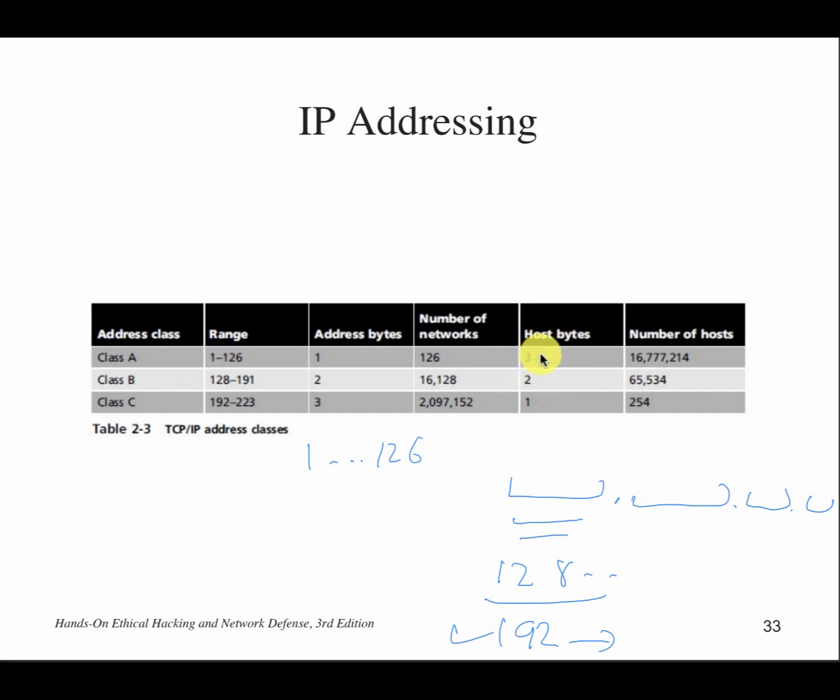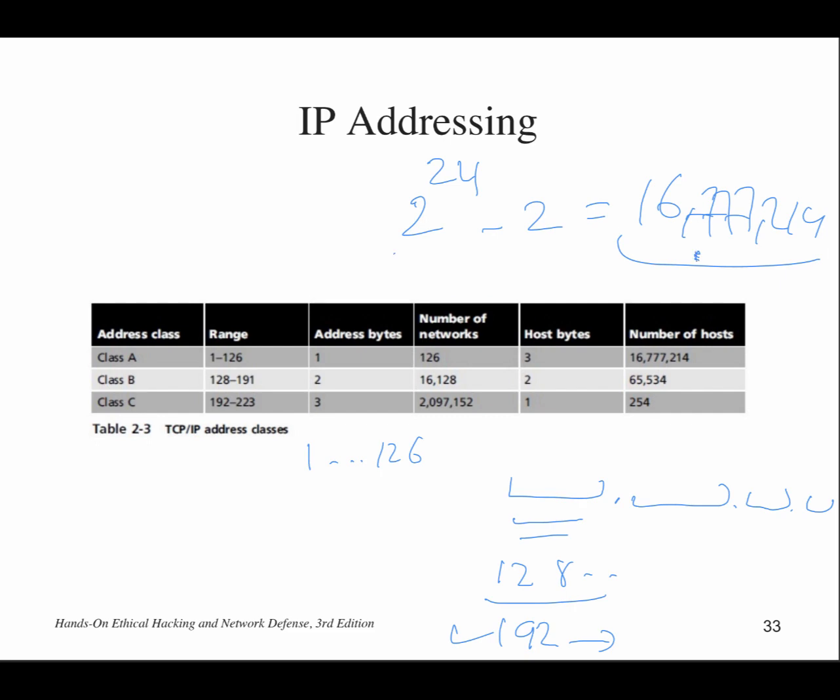How many host bytes for class A? It's going to be 3 bytes, right? How many total hosts can I have here? In order to compute this, you see that we have 3 bytes, which means how many bits? It's going to be 24. So 2 to the power of 24, and all is minus 2, in order to remove the all zeros and the all ones. So we end up with a large number, 16,777,214 possible IP addresses or hosts for every single network.